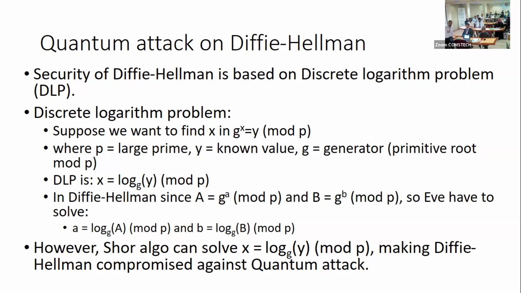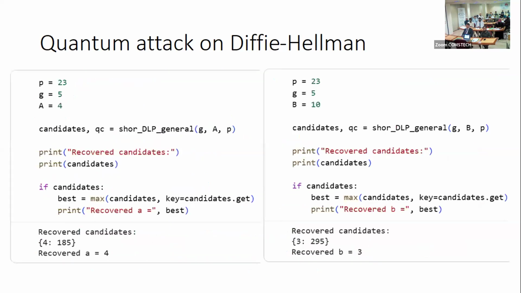So if Eve wants to get A, she would be using this equation. If she wants to get B, Eve would be using this equation. This is called the discrete log problem. It turns out Shor's algorithm can be modified to solve a discrete log problem. This is called Shor DLP. I'm not going to teach you Shor DLP.